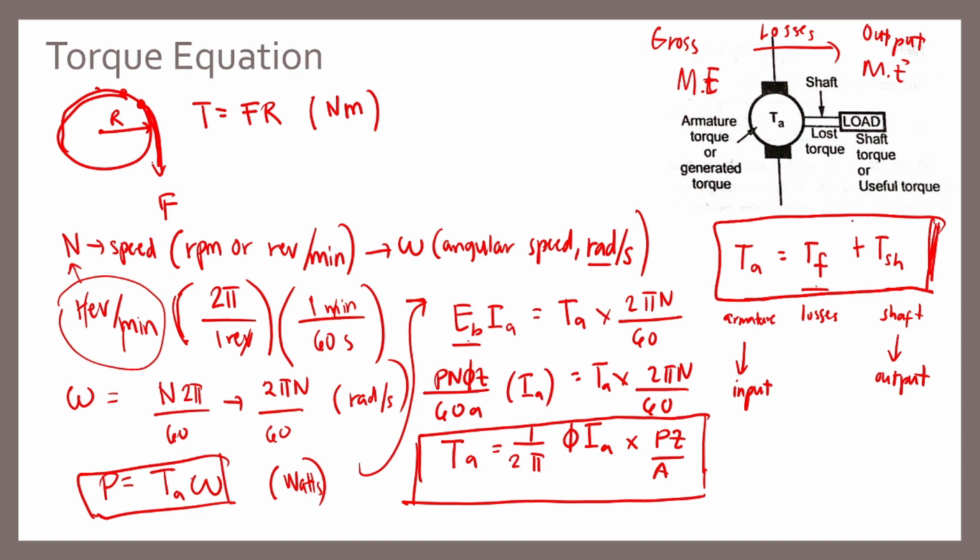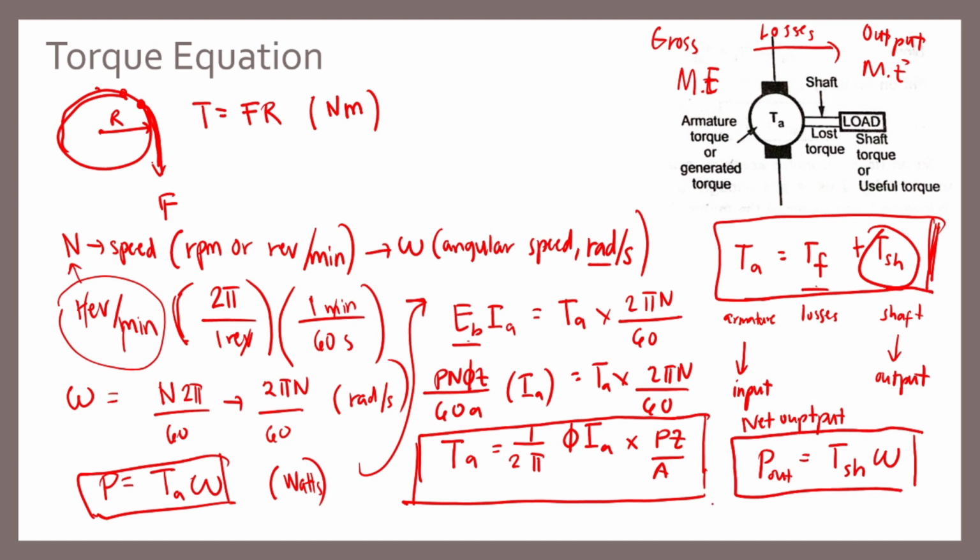So therefore, since the one we use is the useful torque, TSH or the shaft torque, the net output power of the motor is P out equal to TSH or the shaft torque multiplied by the angular speed. This is the P output. While P equal to armature torque times the angular speed is the input mechanical power. Whereas for the P output, we will use the torque of the shaft since it is what we call the useful torque.